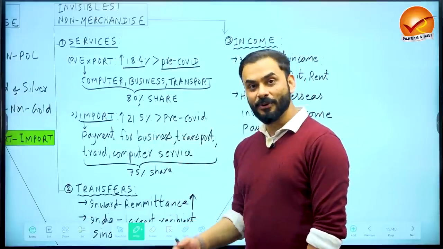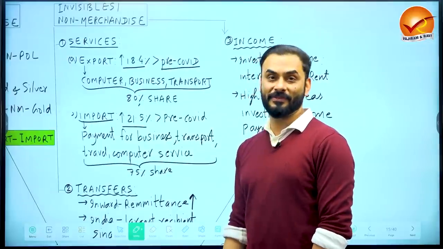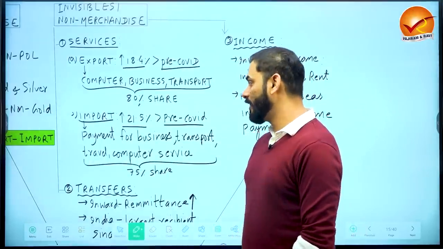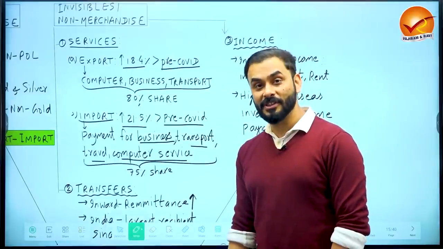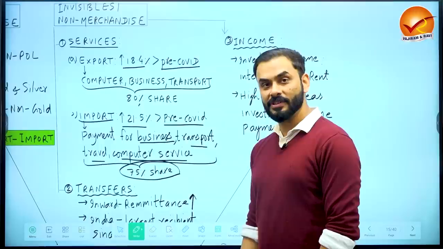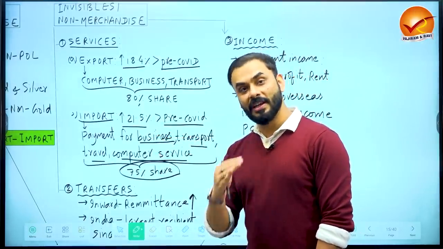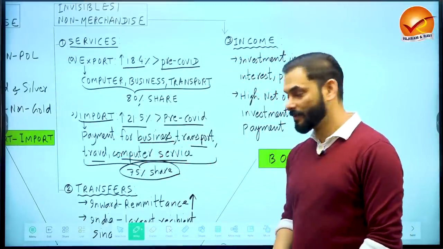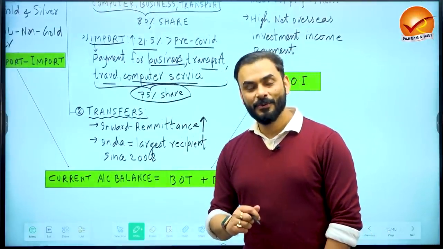So the growth in import of services has been phenomenal, more than 20%. 21.5% has been the growth in import of services. Now this is higher than the pre-COVID level. And which are the services which we import the most? Business, transport, travel and computer services. These are the services which we import the most. So approximately 75% of our import of services belongs to these, right? A majority of the import of services, almost 75%, comprises business, transport, travel and computer services.